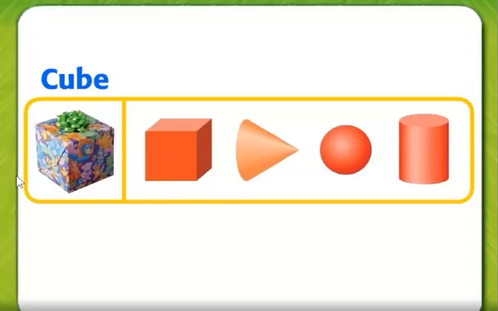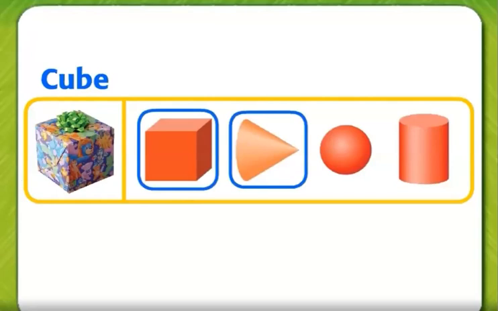But right now we're going to look just at the sliding. So which shapes in this row can slide? Can you point to them? Great! The cube, the cone, and the cylinder are the figures that slide.